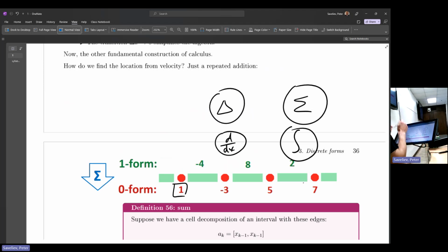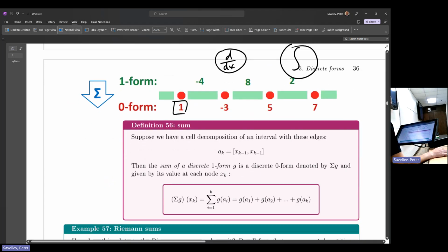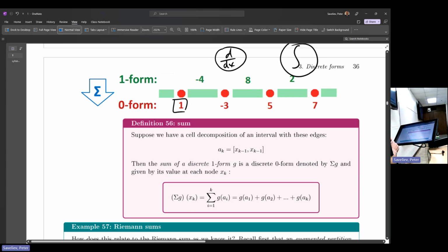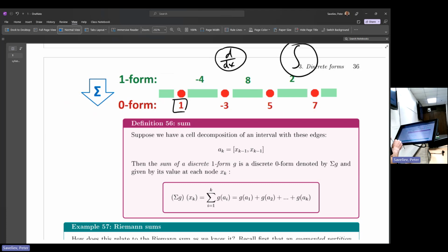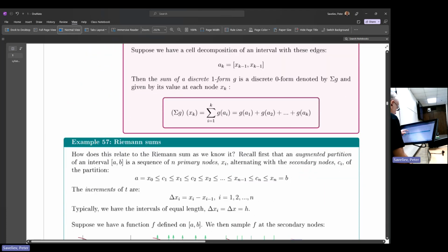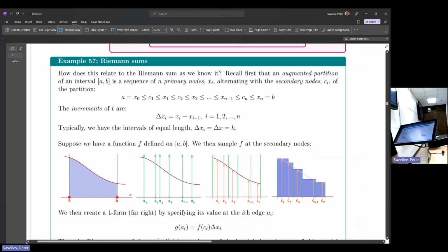Sigma is the sum of a sequence, or rather the sum of a one form. So a one form, those numbers corresponding to edges, is given, and you can find a 0 form from it by doing summation. So once again, the formal definition. I hope everybody remembers sigma notation, everybody from calculus 1 and 2. Remember, you actually did series in calculus 2, so we might do them later. Okay, so just to remind you, this is the construction of the Riemann sum.